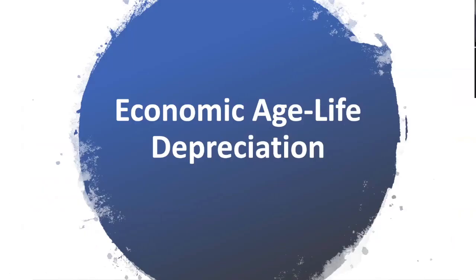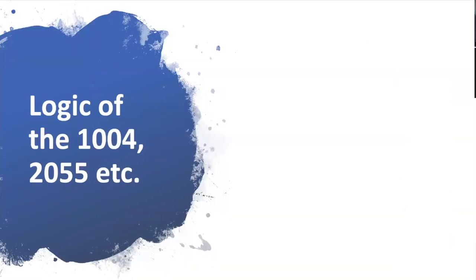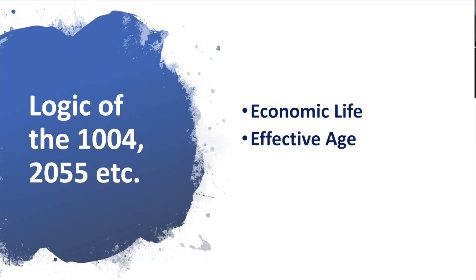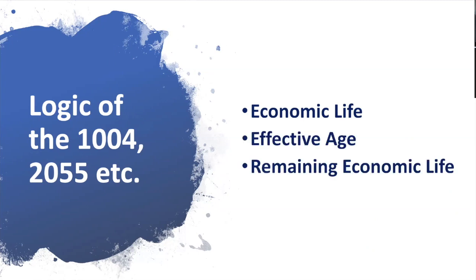Now, economic age life depreciation, that's the technical term for what we most often hear as age life depreciation. And the reason I want to make a point out of that is because we're talking about economic effects, not just something wearing out. We're talking about it adding value to the land. We're appraisers. It all starts with the land, right? So the logic of the 1004, et cetera, is economic life. There's only these few variables: economic life, effective age, and remaining economic life.